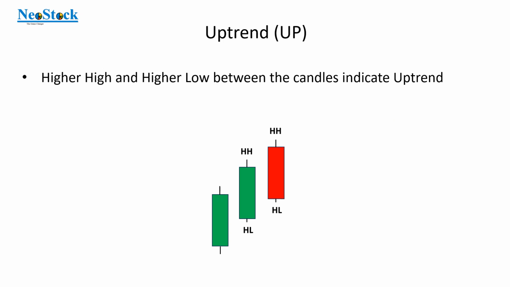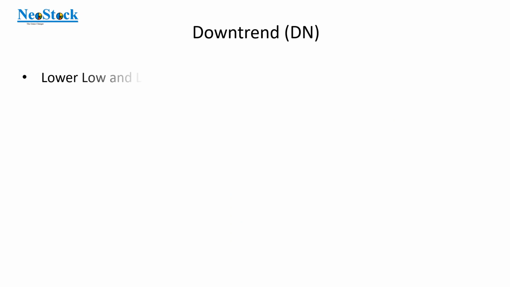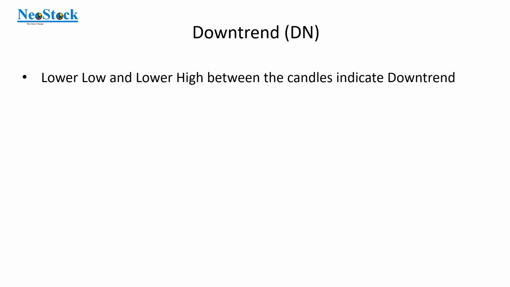So this is about how to identify the uptrend. Then what about downtrend? Lower lows and lower highs between the candles indicate the downtrend. So during the downtrend, candles always maintain lower highs and lower lows.